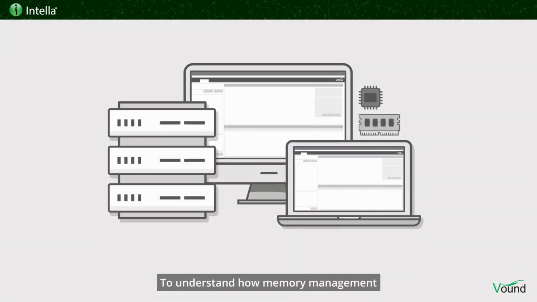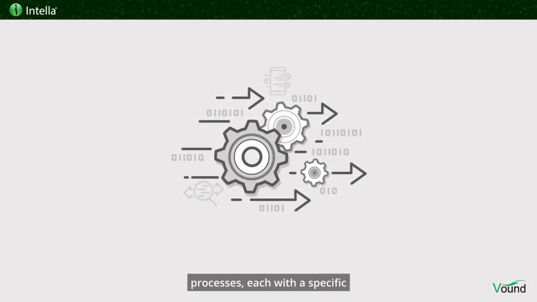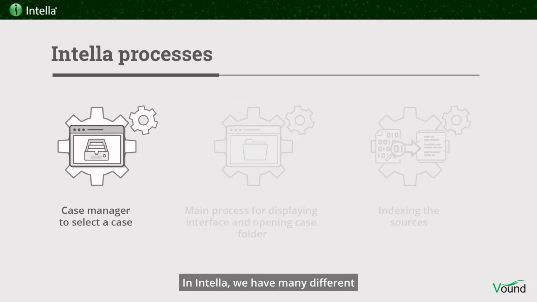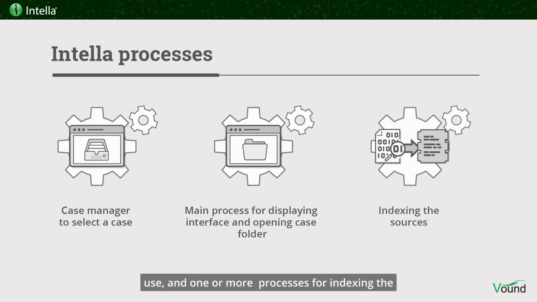To understand how memory management works, we need to discuss what a process is. Computer applications, like Intella, consist of multiple processes, each with a specific job to do. You can think of processes as workers on your computer, handling a specific task for you. In Intella, we have many different processes, including a process for the case manager, the screen you see when you need to select a case, the main process, which is responsible for displaying the interface and opening the case folder containing the databases we use, and one or more processes for indexing the sources you add to Intella.